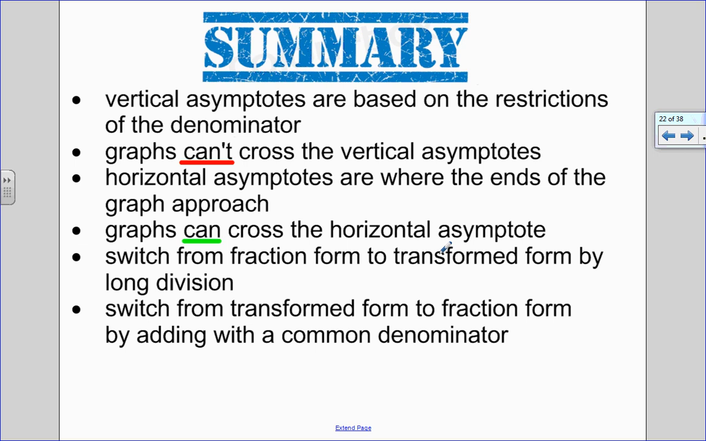So, to summarize: vertical asymptotes are based on restrictions, and graphs cannot cross the vertical asymptote. Horizontal asymptotes are where the ends of the graph approach. The graph can cross the horizontal asymptote, but it will happen in the middle. To go from fraction form to transformed form, use long division, and to switch from transformed form to fraction form, you're going to add using a common denominator.